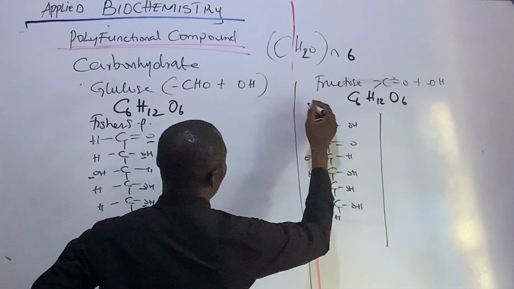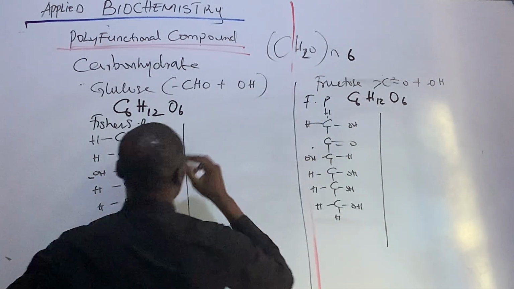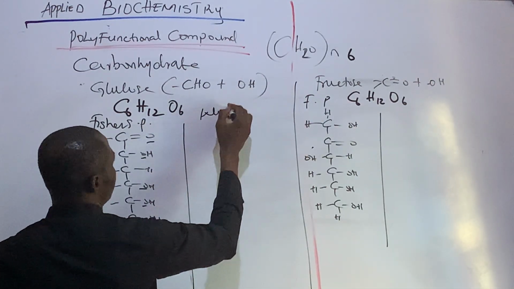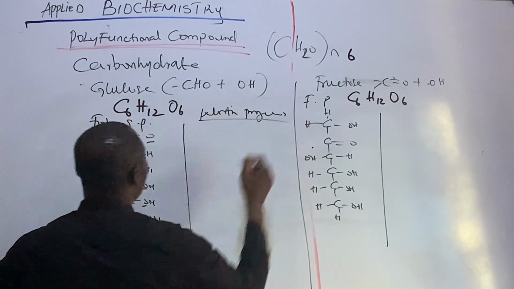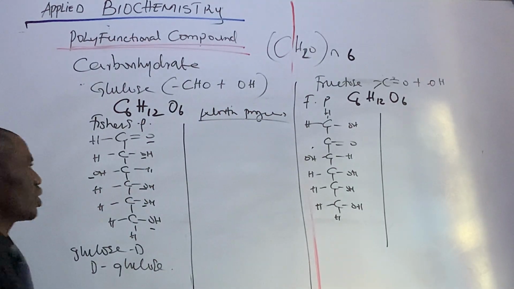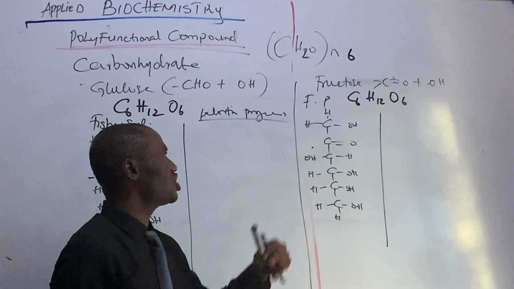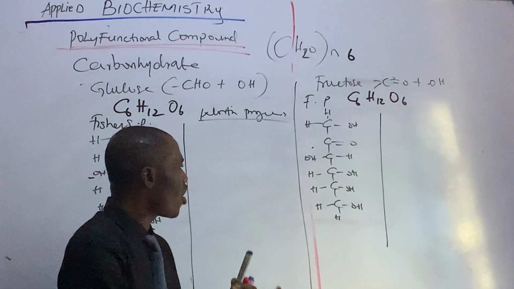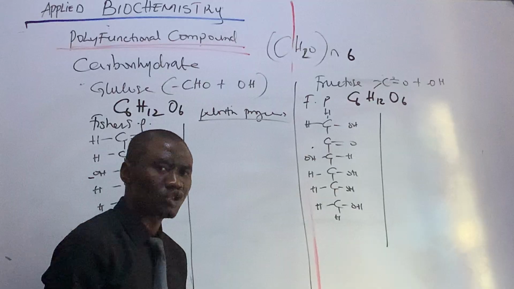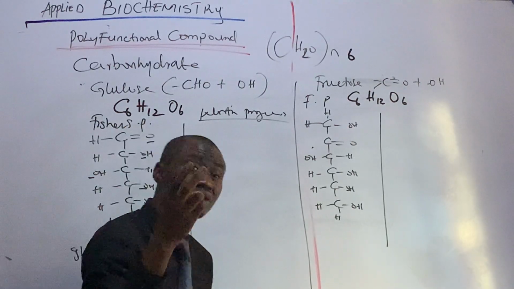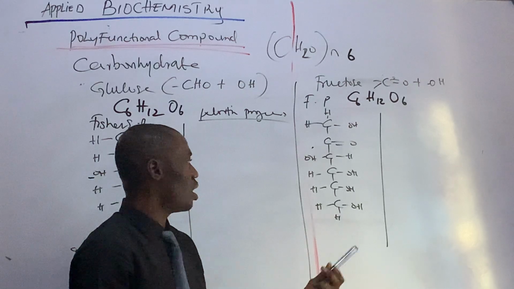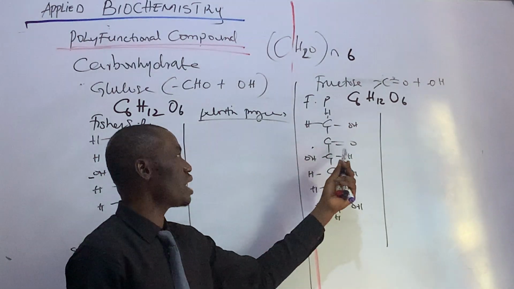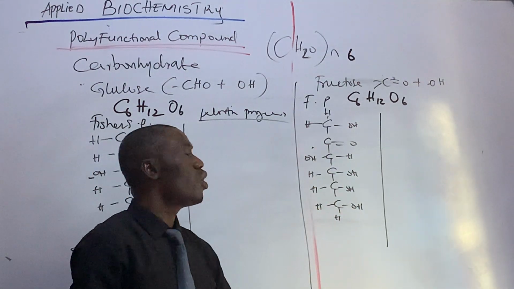This is the Fischer projection. We need to draw the Haworth projection. Now, what makes this a polyfunctional compound? You can see there are a lot of OH on the board. A lot of OH makes it a polyfunctional compound because, although it has just two functional groups anyhow, it has numerous hydroxyl groups over there.